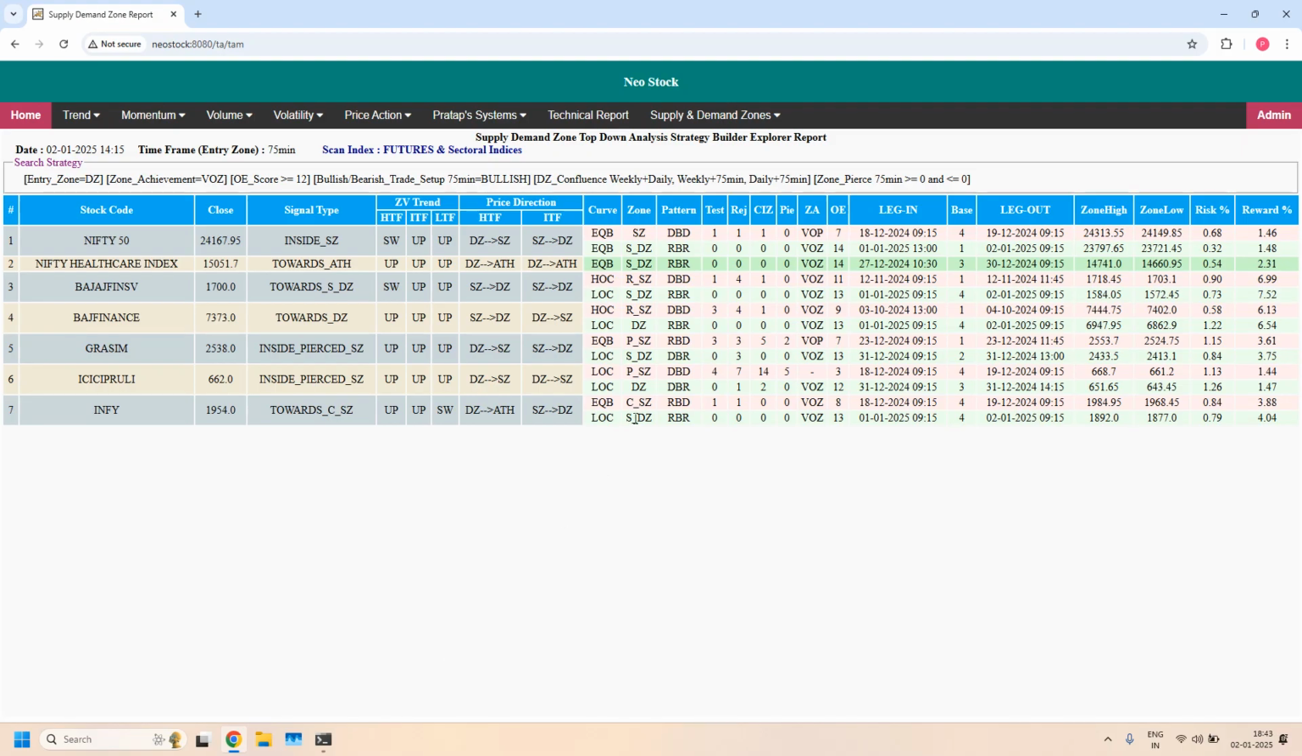In these 7 stocks, these 75-minute demand zones are part of the daily demand zone. Again, both together are part of the weekly demand zone. And the weekly trend is up in some of these stocks. If those stocks are having weekly EMA confluence, they are even more high probability trade setup supported stocks.